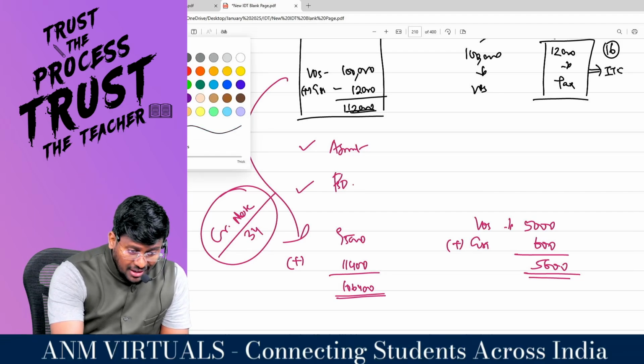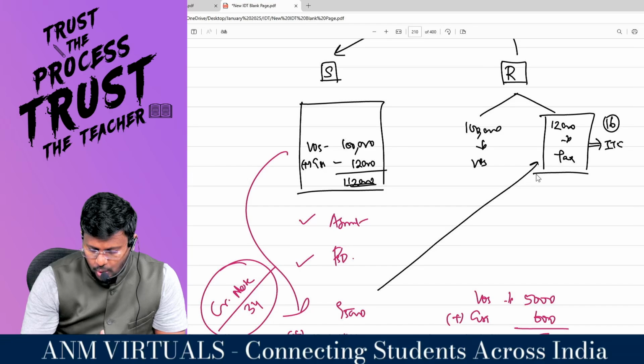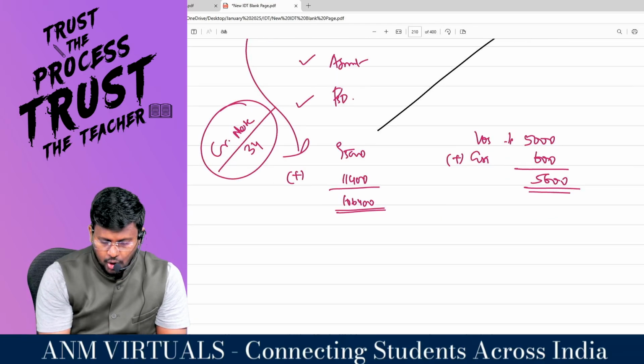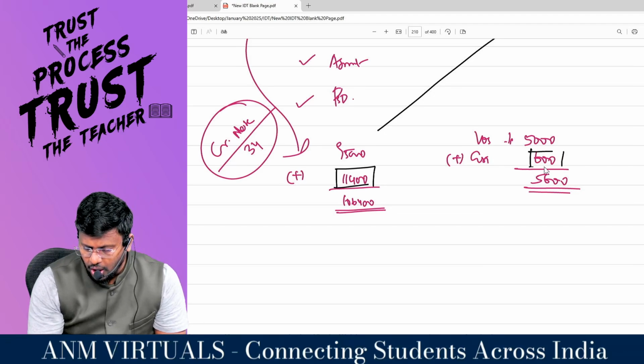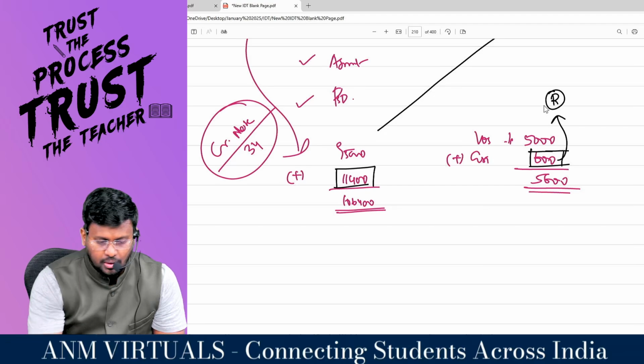But you have already claimed the ITC of how much? 12,000, right, sir? But you are not supposed to take that much ITC. You are supposed to take only 11,400. Then this amount of 600 should be reversed by the recipient. Are you all really with me?